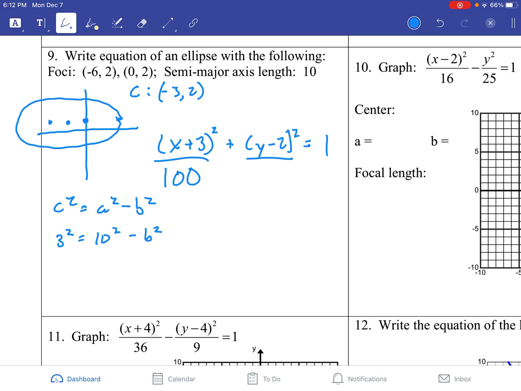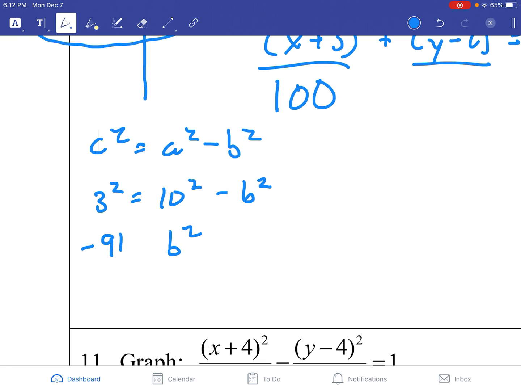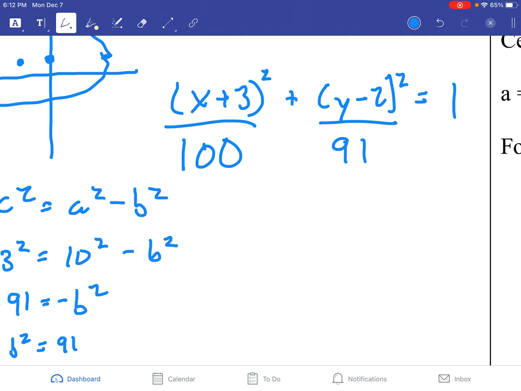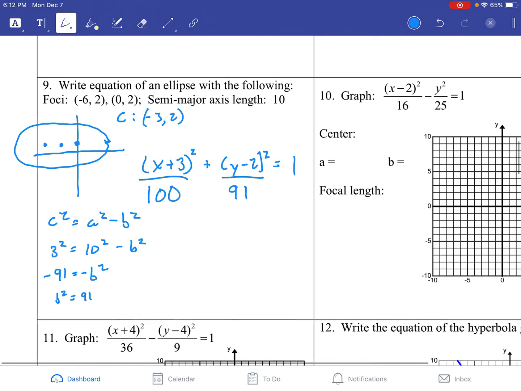So we're going to do 9 minus 100. It's going to give us -91. But it's negative b squared. Let me make that a little bit clearer, sorry. We divide both sides by -1, and you're going to get b squared is equal to positive 91. We don't care what b is. We just care what b squared is, because that's what's going in our equation. So this would be 91.